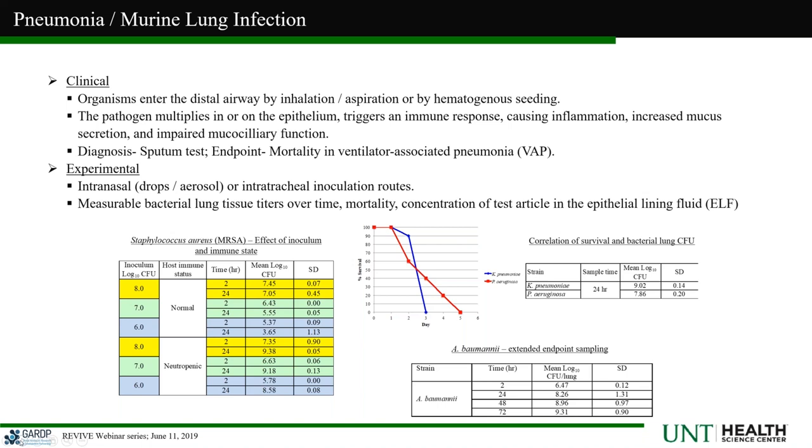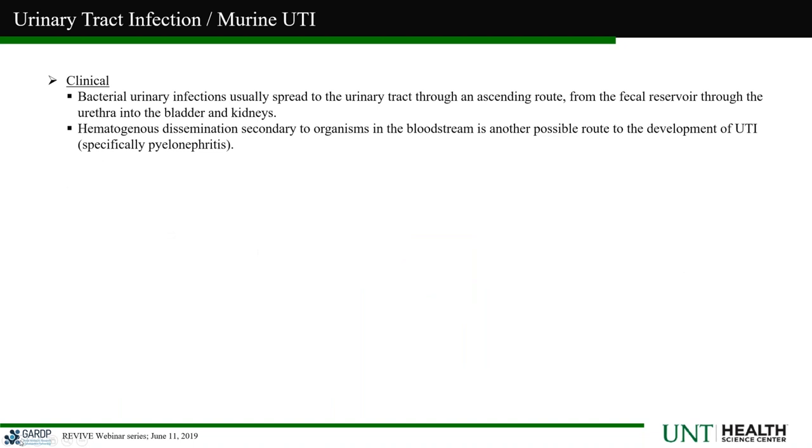UTI infections, again, for this, it's usually an ascending UTI, usually coming from the fecal reservoir through the urethra into the bladder and eventually into the kidneys. So it's an ascending one. You could also have a hematogenous dissemination into the bloodstream and developing this pyelonephritis. The experimental way of doing this, we do a transurethral inoculation.